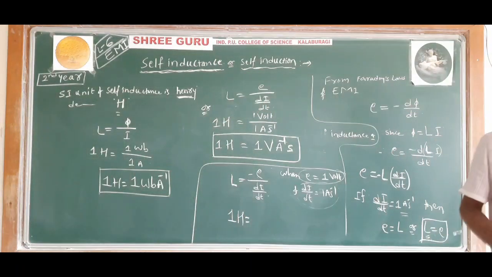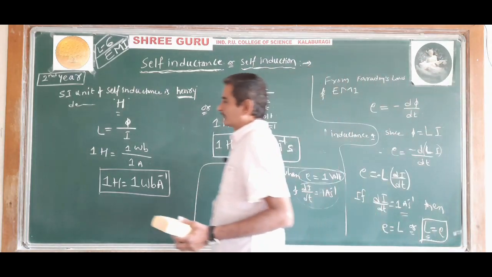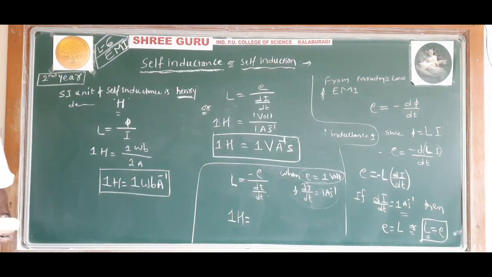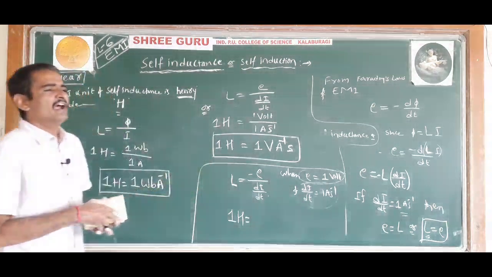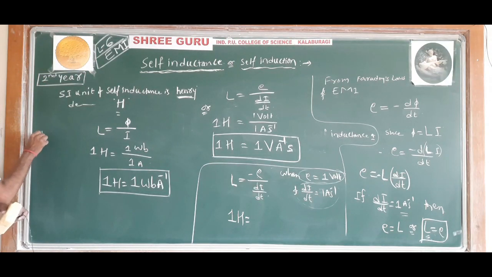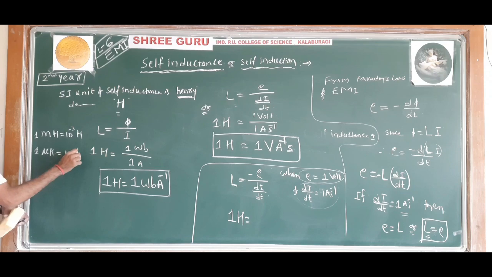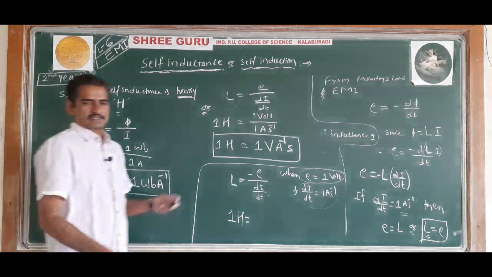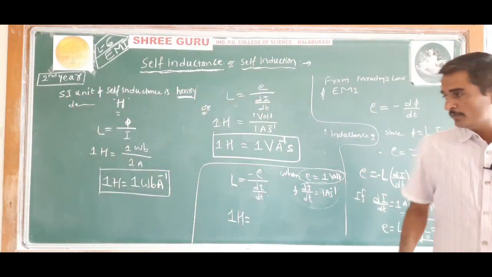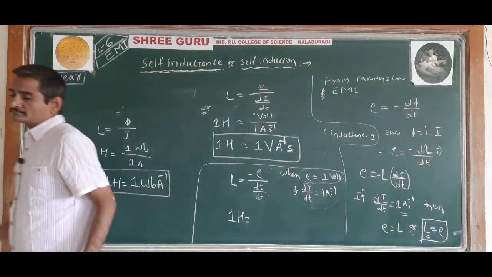Understood? So self-inductance of a coil or self-induction, both are the same. The SI unit of self-inductance is Henry and smaller units of self-inductance are millihenry, which means 10 to the power minus 3 Henry, or 1 microhenry, which is 10 to the power minus 6 Henry. Like this, these all are the smaller units of self-inductance. Understood? Okay. So now self-inductor.